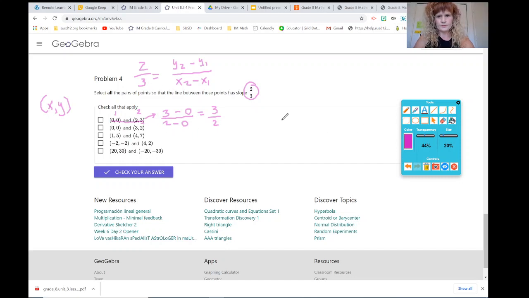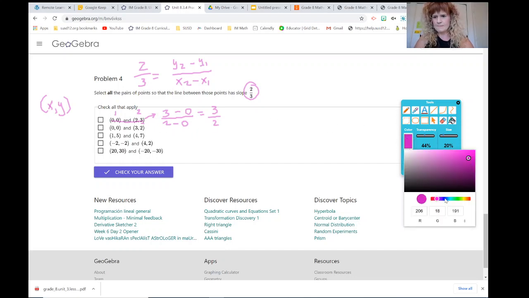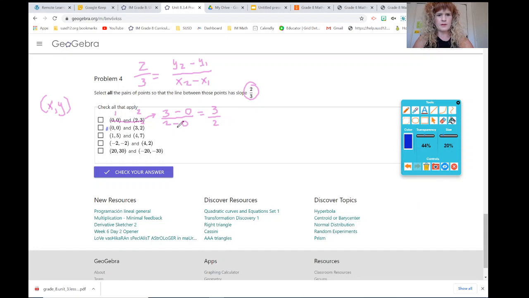Let's try another one. I'm just going to change my color. Okay, how about the next one? Here, the blue one. Okay, go ahead and calculate the slope. y2 equals 2, y1 equals 0. x2 equals 3, x1 equals 0. Fill that in real quick. So that gives you 2 minus 0 over 3 minus 0. The answer reduces to 2/3. Yes! This point has the slope that is equal to 2/3.